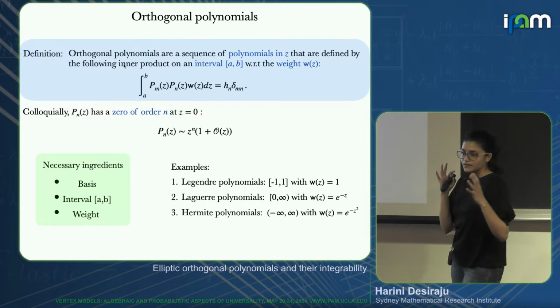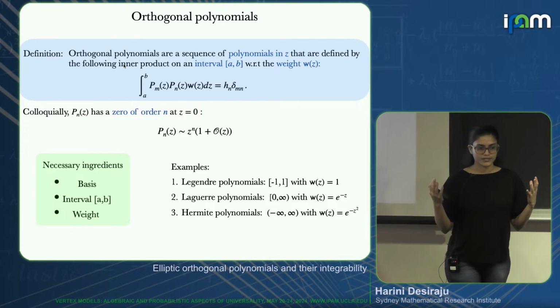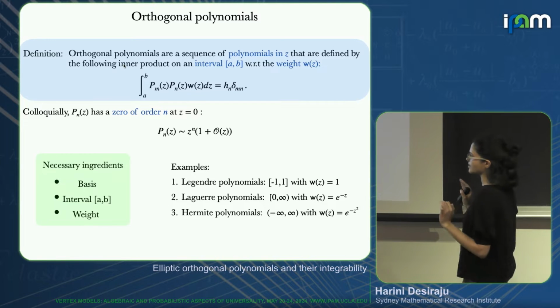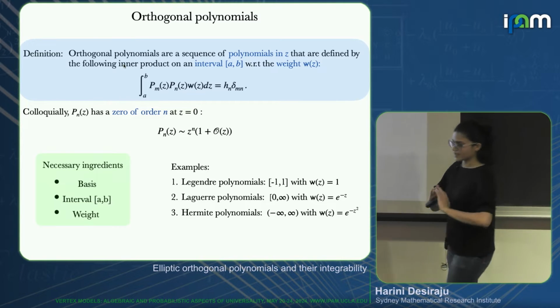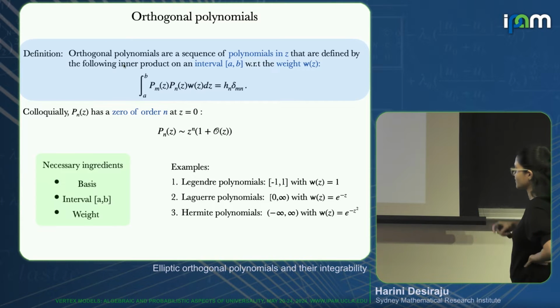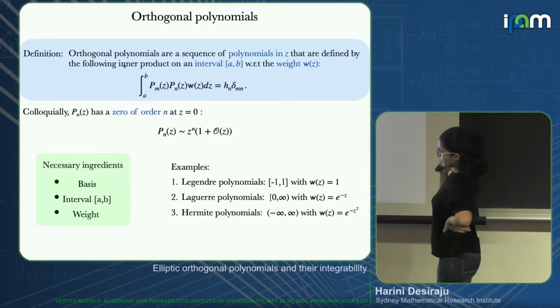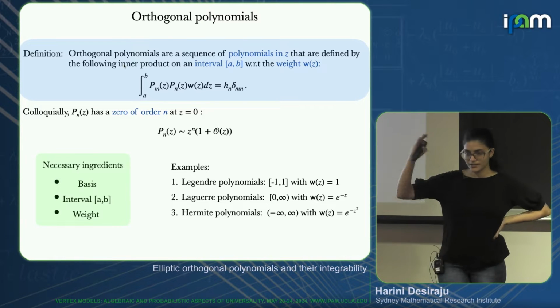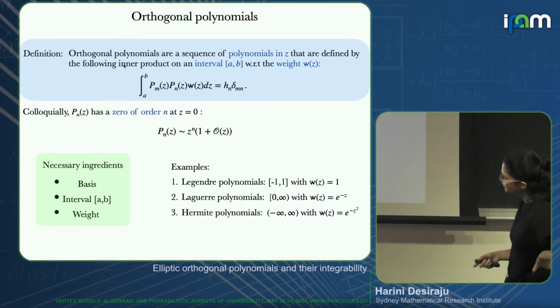Okay, so what are the main ingredients to build up such a polynomial? Of course, this is a very biased view because I'm pretty sure a lot of people in this audience are familiar with orthogonal polynomials. I don't need to introduce this, but I'm doing this because then I'm going to show how each of these ingredients generalizes to higher genus.